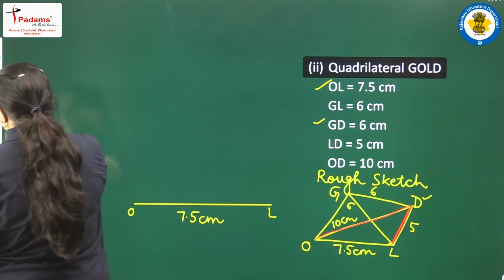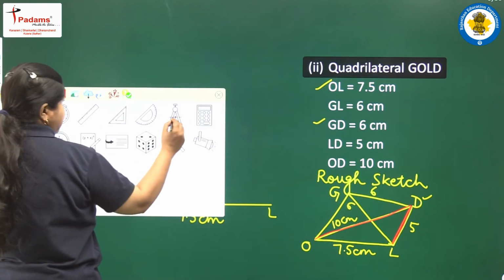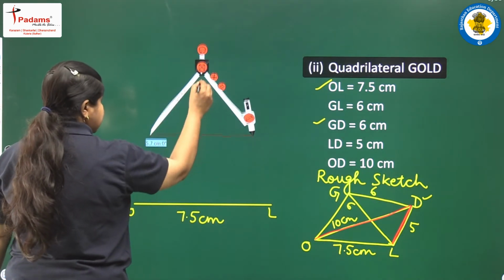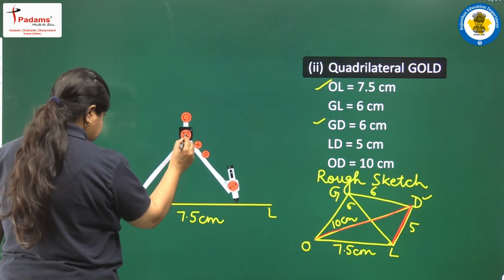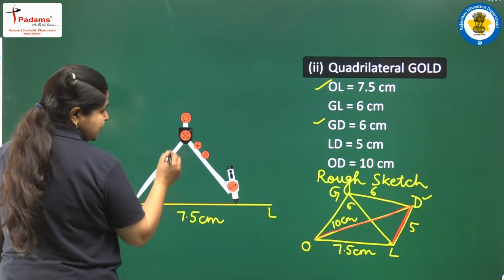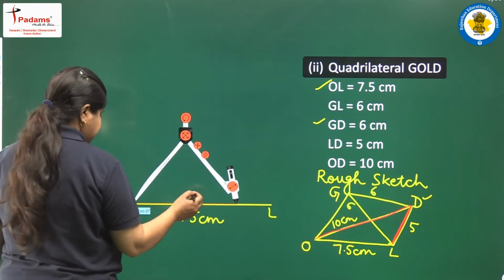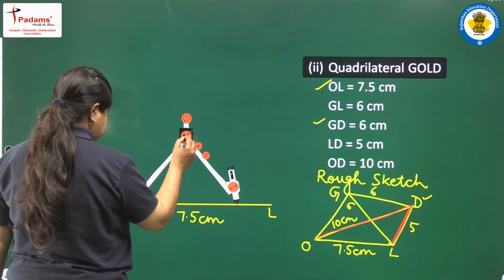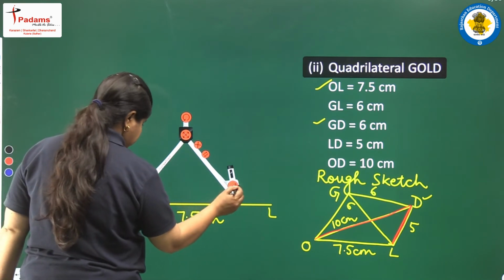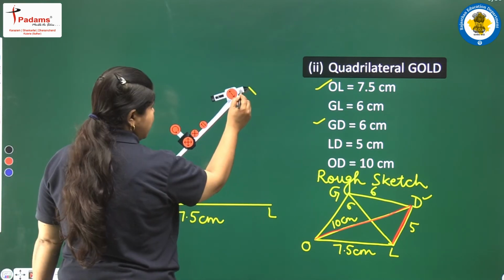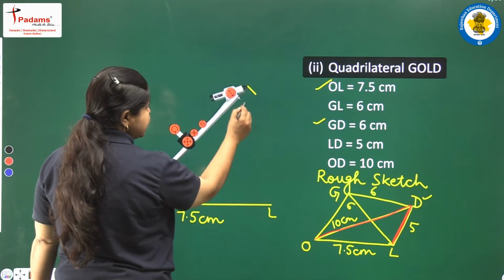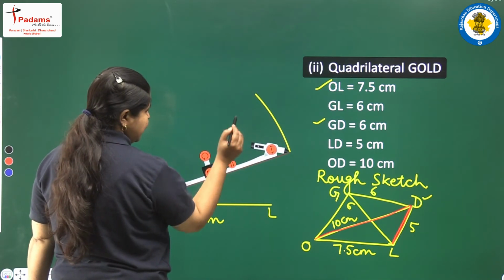So for this we bring the compass, keep the pointed end at O first. What should be its radius? 10 centimeter. You can see OD measures 10. So we need to keep it at O and measure 10. We draw an arc of radius 10 centimeter in this way.